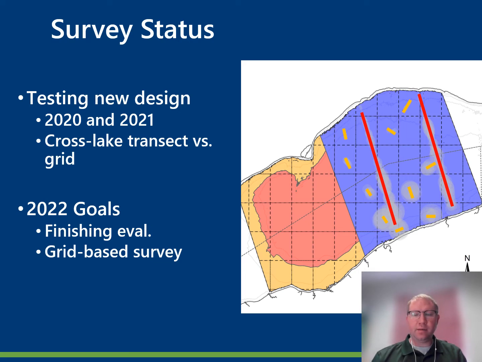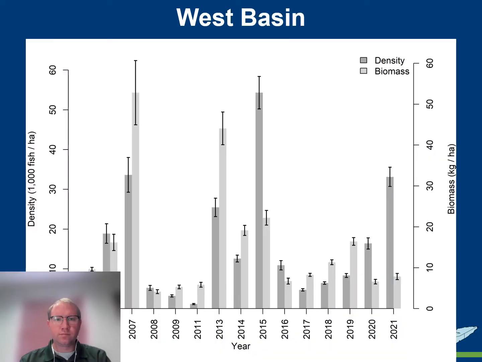These are being evaluated because they would allow us to spend less time surveying and also utilize a wider variety of weather conditions. So in 2022, the goals are to complete the evaluation of the last 2 years comparing between these 2 surveys, and we're likely moving to a grid survey because the initial results have been very good.